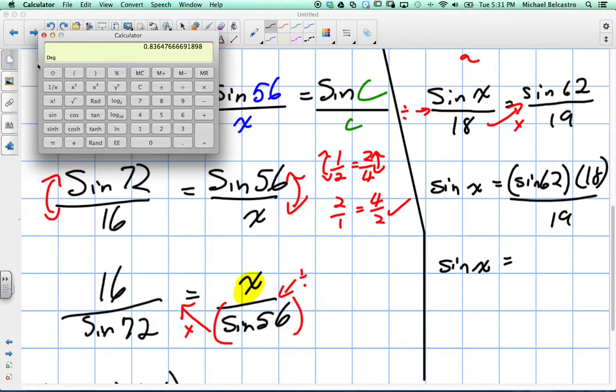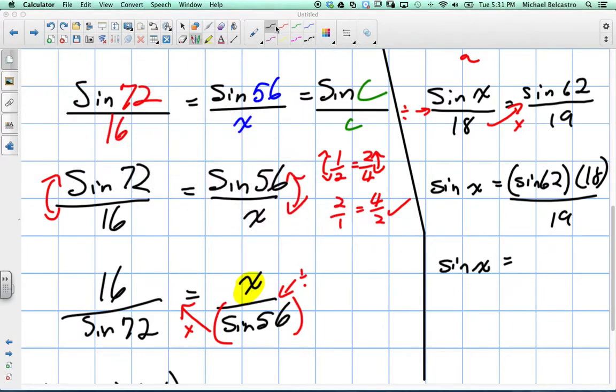Is your calculator in degrees? Double check it, because you should get this. I'll double check my numbers. 62 sine. It's in grad. No, you have to change it to degrees. Okay. 18 divided by 19. I'll show you in a sec. So this is the number you should have got. I double checked it, 0.836. So sine x is equal to roughly 0.836.